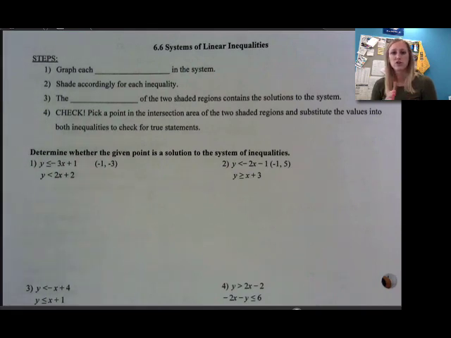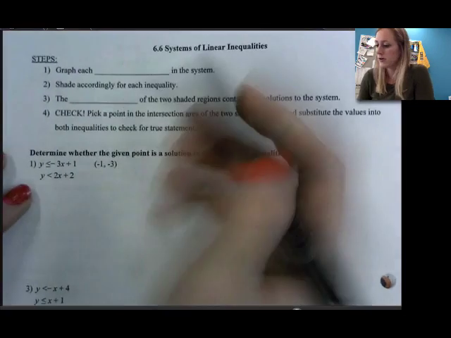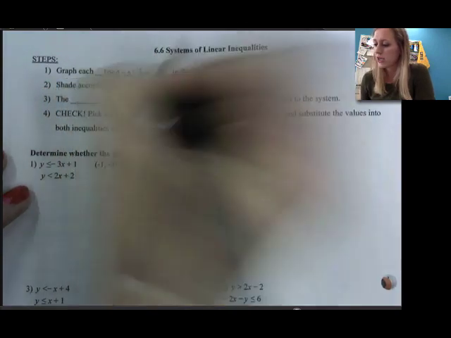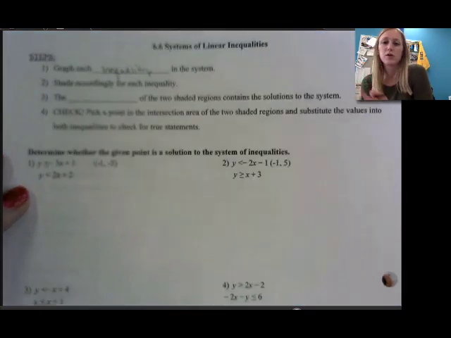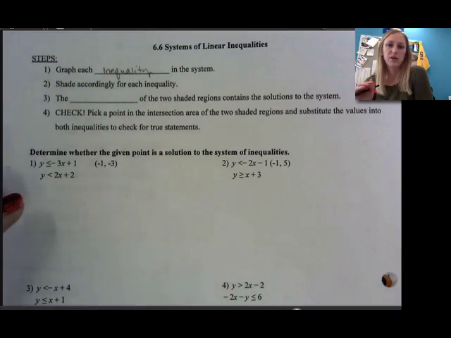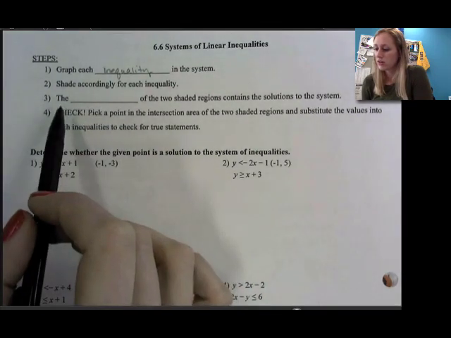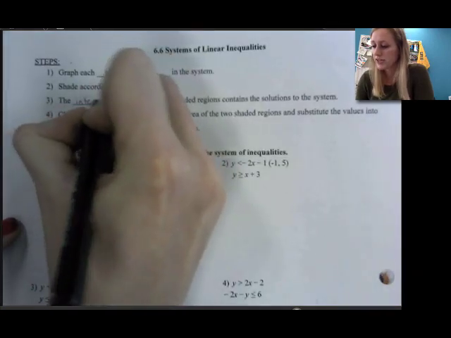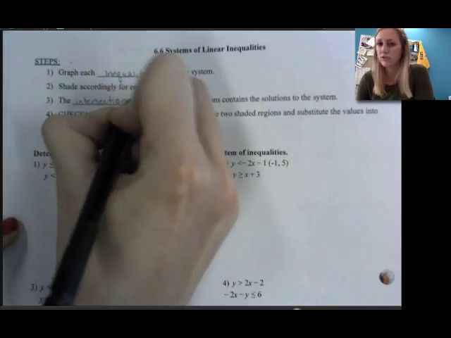So we're going to graph each inequality like we would normally. So I'm going to graph each inequality in the system. Shade accordingly. If you remember our inequality lines, the less than or greater than symbol is a dotted line, whereas the less than or equal to or greater than or equal to is going to be a solid line, and then we're going to shade either side of the line depending on which way the inequality is facing. So the intersection of our two different shaded regions is going to be the solutions of our system.